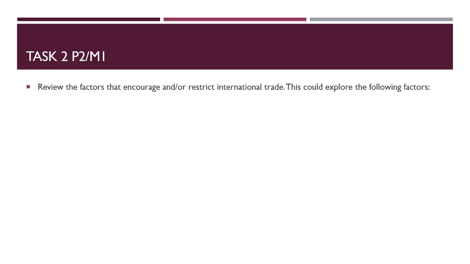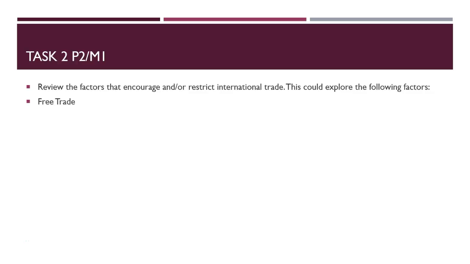Task 2. Basically, you need to review the factors that encourage or restrict international trade. This can explore the following factors. This is much harder. We went through the theory of this in class. It's much more difficult. Remember, think about what the benefits are to protection as well as the negatives. But we'll go through these factors.